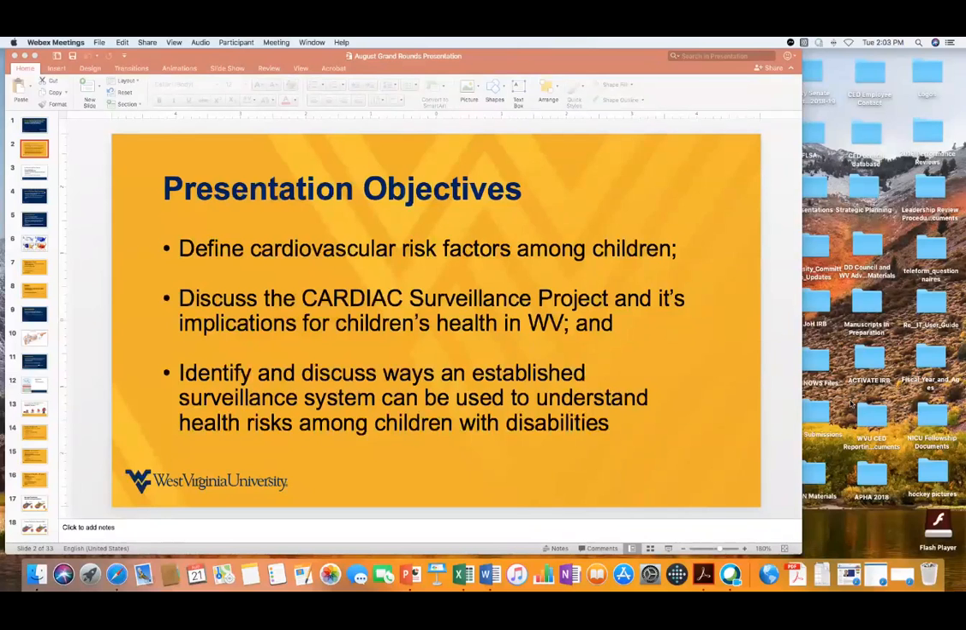And then the last thing is we're going to talk about how we can take some things that have been in place for a long time in West Virginia or nationally that may not have been intended to better understand the same things among children with disabilities. How can we utilize those opportunities and, with a slight change of focus, learn more within our target area for the CED?